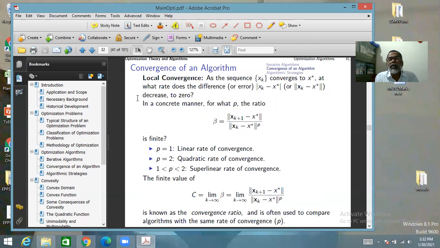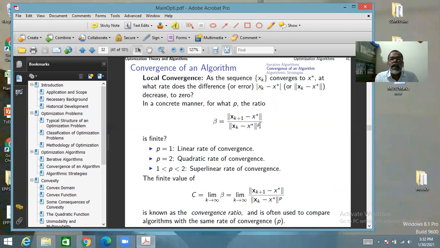The second question was about local convergence. As the sequence xk converges to x star, at what rate does the difference or error decrease? Error is supposed to decrease to 0 if the iterates converge to x star, but at what rate do they decrease? So in a concrete manner, you ask for what p this ratio, error at the next iterate divided by error in the previous iterate to the power p, is finite.